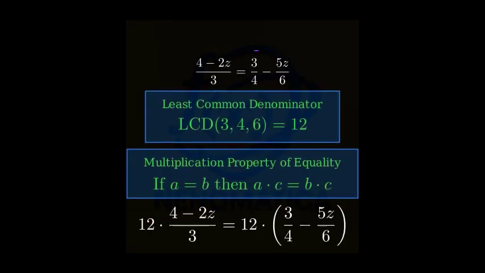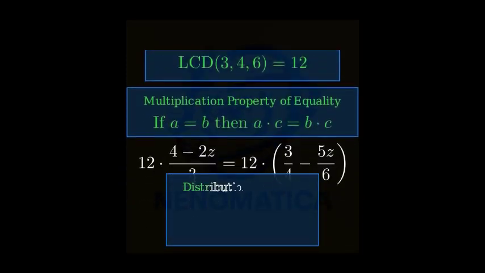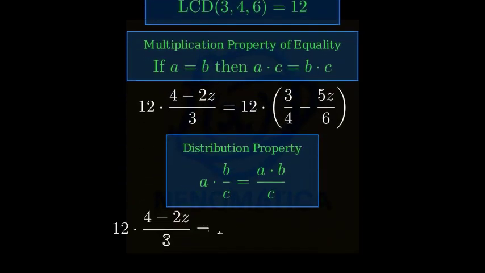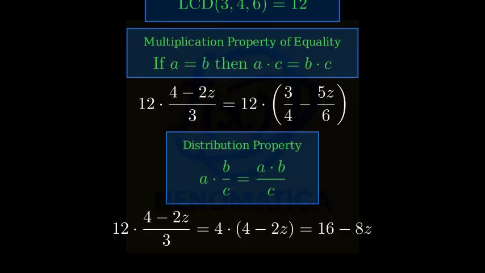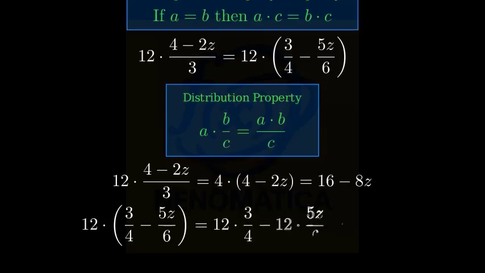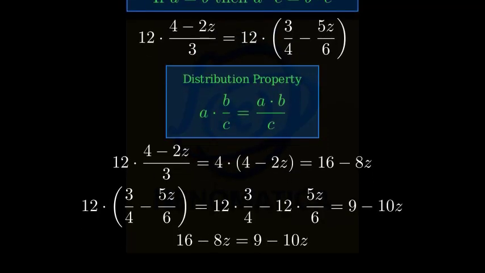Let's distribute 12 to each term. For the left side, 12 divided by 3 is 4, so we get 4 times 4 minus 2z, which is 16 minus 8z. For the right side, 12 times 3/4 is 9, and 12 times 5z over 6 is 10z, so we have 9 minus 10z. Now, we have a simplified equation, 16 minus 8z equals 9 minus 10z.